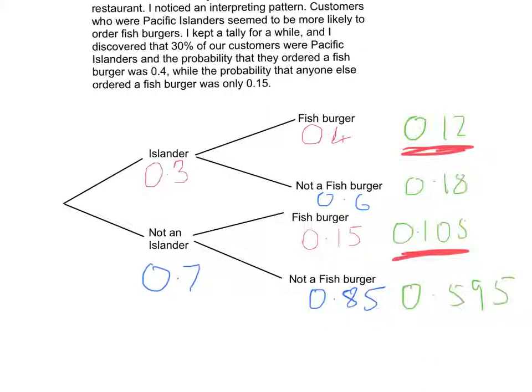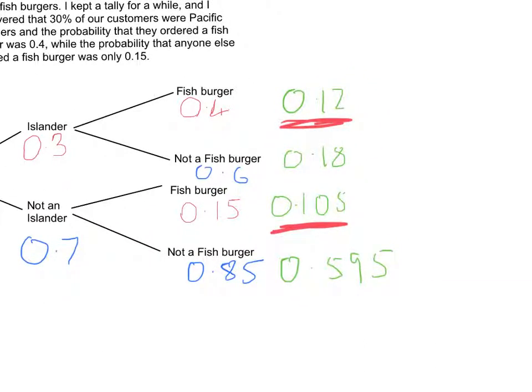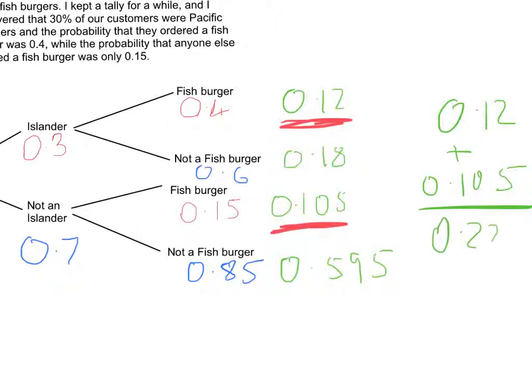So our total for the fish burger, 0.12 plus 0.105, is 0.225. So the probability of someone ordering a fish burger is 0.225. And accordingly, the probability of them not ordering a fish burger is 0.775. Right. If someone ordered a fish burger, what's the probability they're an islander? Well, then it's 0.12 out of all of the people that ordered a fish burger, 0.225.